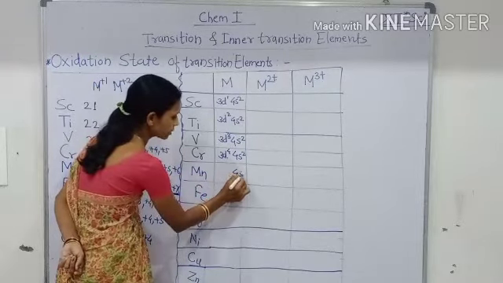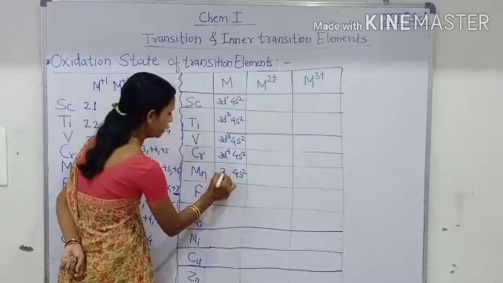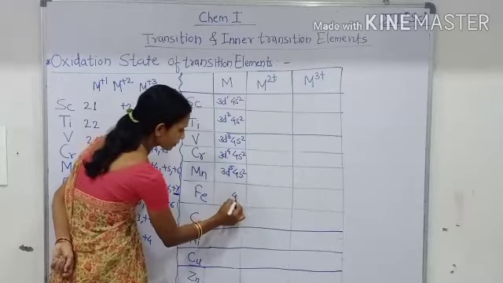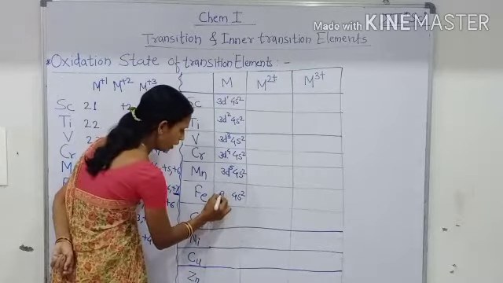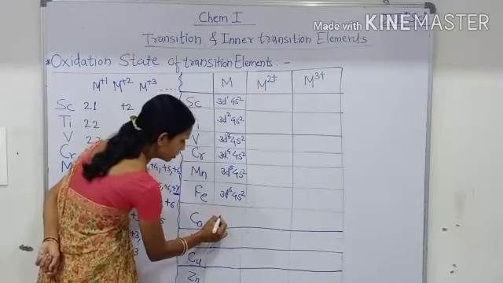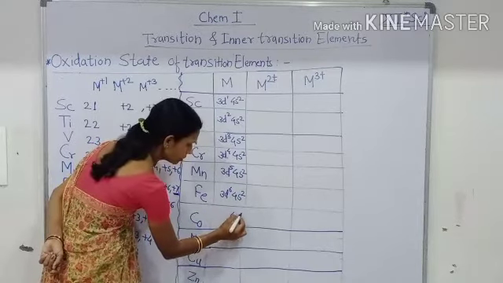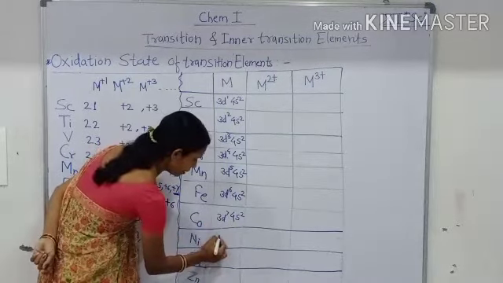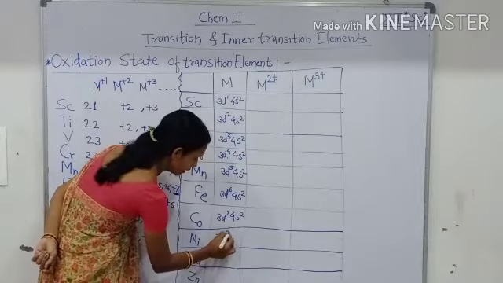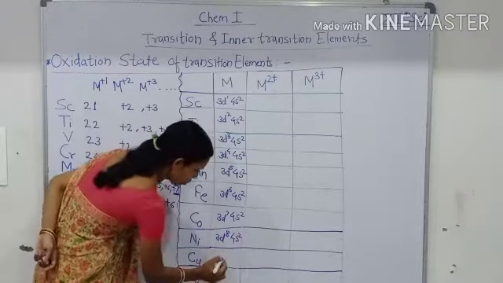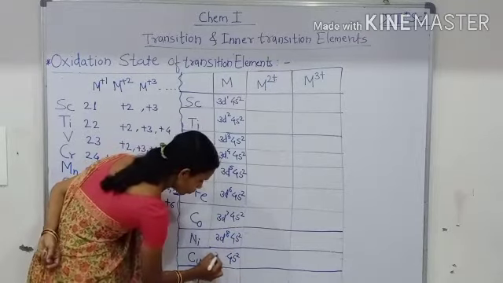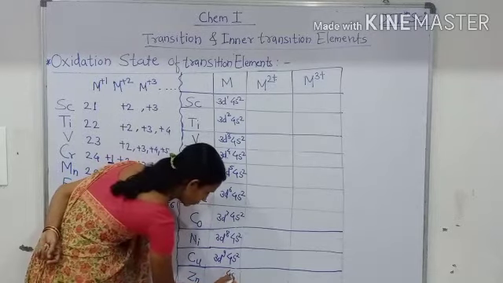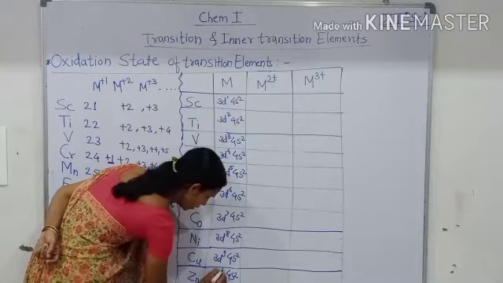Manganese possesses 4s2 and 3d5 electrons. In iron, 4s2 and 3d6. Cobalt electronic configuration is 4s2, 3d7. Nickel electronic configuration is 3d8, 4s2. Copper electronic configuration is 4s2 and 3d9. And for zinc, it is 4s2 and 3d10.